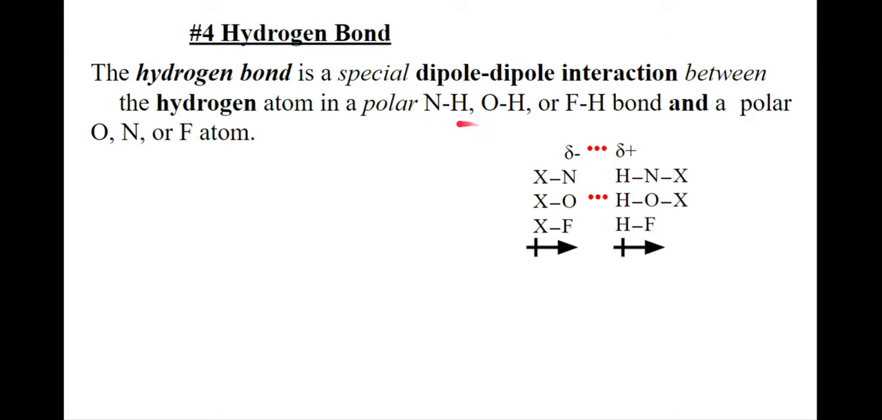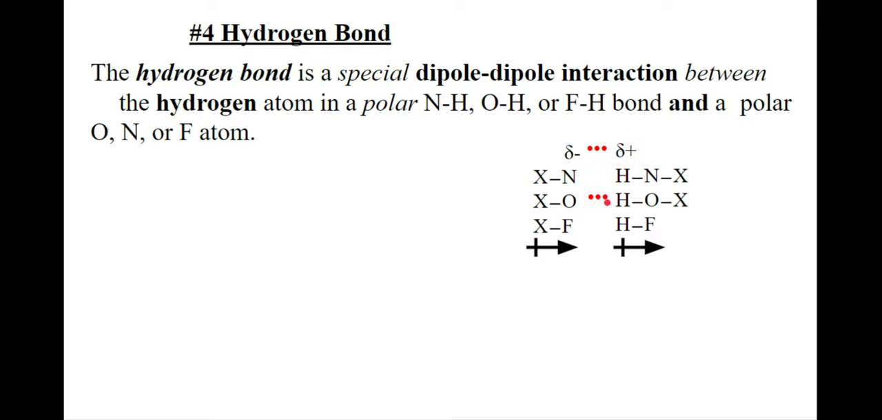So the main requirement is you have to have a hydrogen, hence the hydrogen bond, but it has to be bonded to either nitrogen, oxygen, or fluorine. These are notably the three most electronegative elements. And so if you have these three, N, O, or F bonded to hydrogen, then it pulls electron density away, so that this hydrogen has the strongest possible partial positive charge that it could possibly have. So that's one side.